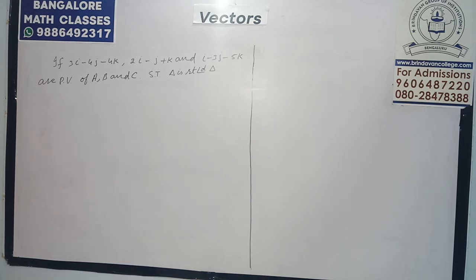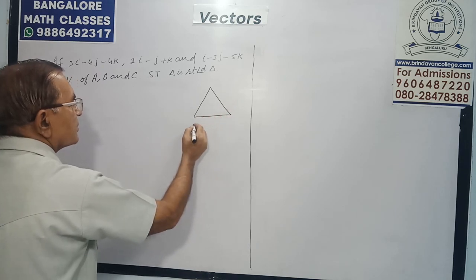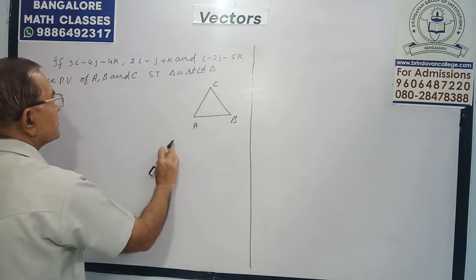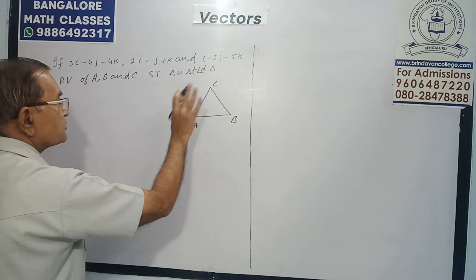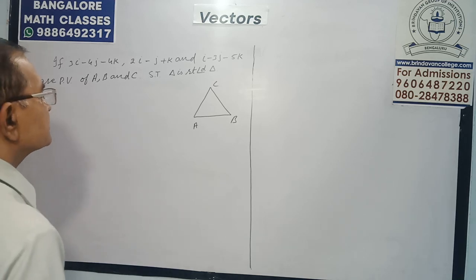If 3i minus 4j minus 4k, 2i minus j plus k, and i minus 3j minus 5k are position vectors of triangle ABC. A triangle ABC is there. Then position vectors are given for A, B, and C. It means actual sides are not given. Actual sides we have to find by subtracting. We want to show that the triangle is a right angled triangle. So the condition for a right angled triangle is H square equals P square plus B square.